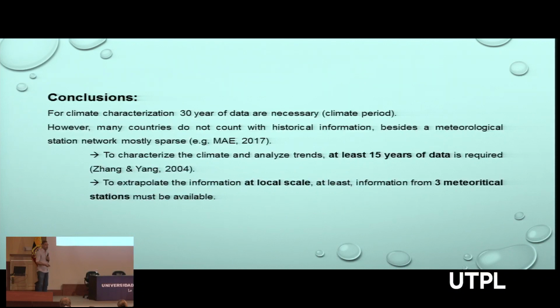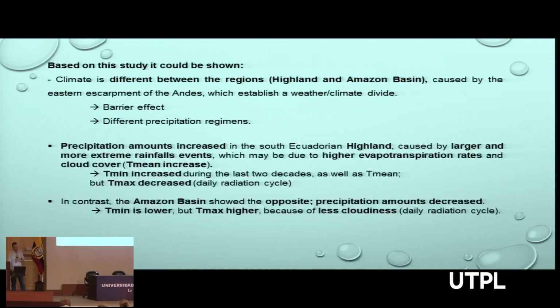This data series now we have for the station, because the project started in 98, so we have the time series and can calculate the trends. For my ecological or ecosystem studies, I need a resolution at local scale, and therefore I need at least 3 meteorological stations to interpolate or extrapolate the data.